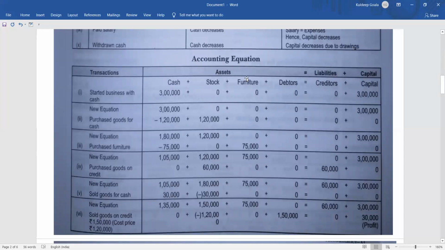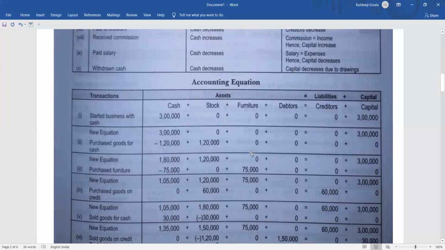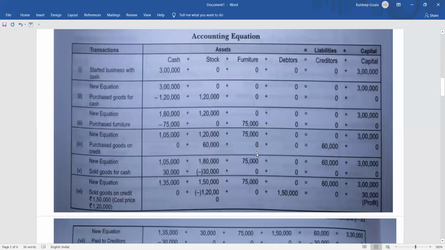Okay. And under Asset, you should make as many columns as we need, like a cash column, stock column, furniture, and debtor. We had 4 columns, so we have made that. And in liability, we have only one, so only one column, and the capital only one. Now, suppose that liability is more than one, then we'll make more than one column, right? Then let's go to the solution now.